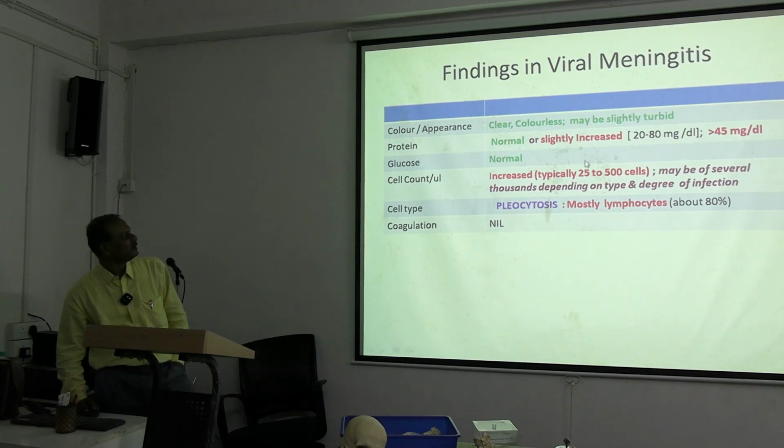Protein level will be slightly higher, it will not be normal. Glucose level may be normal because virus cannot consume that much amount of glucose. The cell count is usually typically lower, usually 22 to 500 ml, and mostly it is lymphocyte.